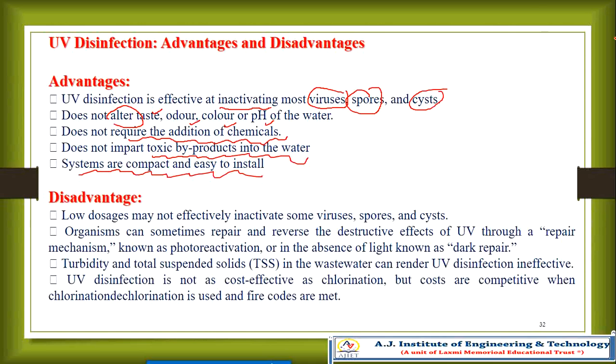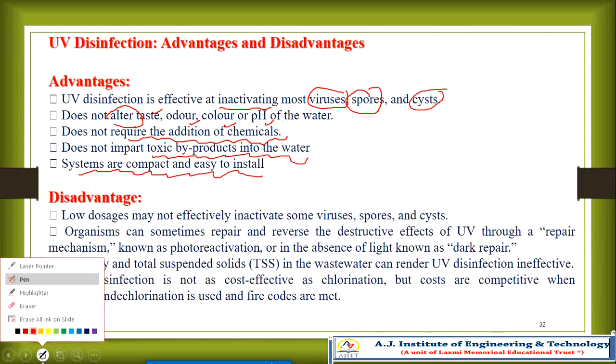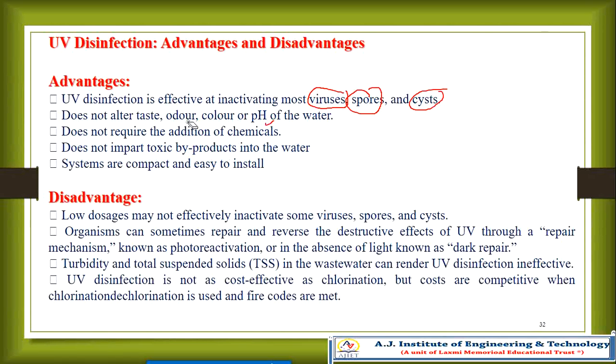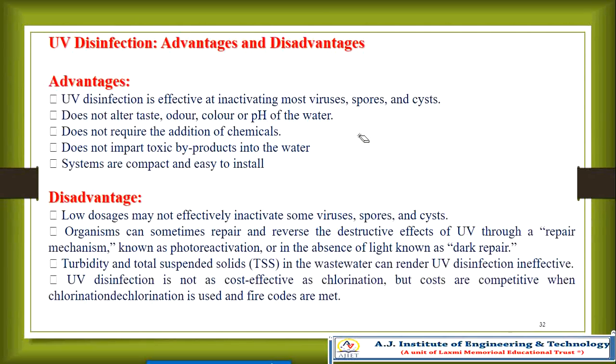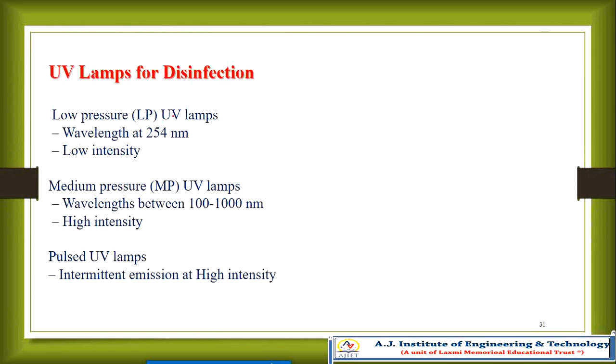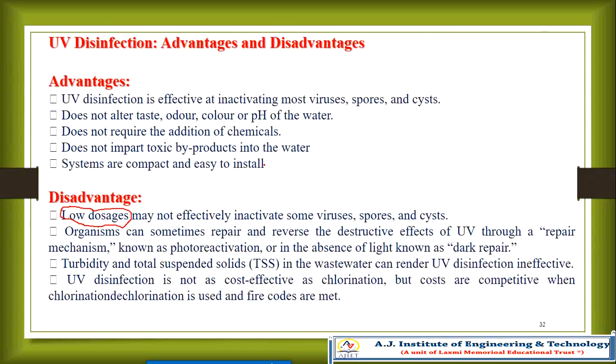But when it comes to disadvantages, at a low dosage it may not effectively inactivate some viruses. The dosage, or the frequency of the light, the low pressure lamp at 254 nanometers, may not effectively inactivate some viruses, spores or cysts.